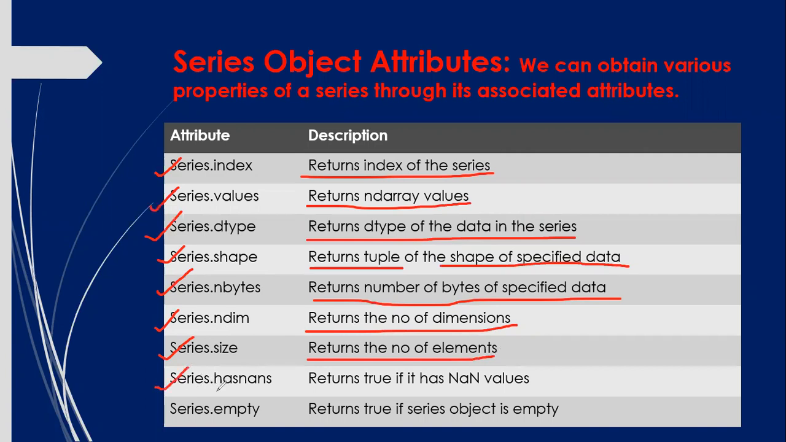Next is series.hasnans. Whether our series is having NaN values or not. So it returns the answer in true or false. It returns true if it has NaN values. You know what are NaN values? NaN stands for not a number, or blank values. Series.empty. If the series is empty, it will return true, otherwise it will return false. Now let us use these attributes in the next examples.